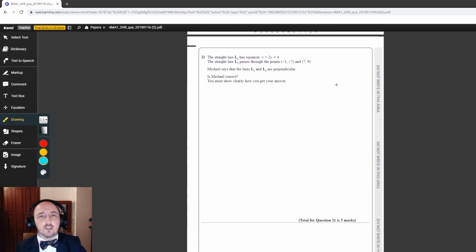Question 11, we have two straight lines and we're asked if they are perpendicular to each other, so we would multiply the two gradients m1 and m2, and if they're perpendicular they will give you -1. Okay, we should just round off the answer at the end to say whether Michael's correct or not. So the gradient of line L1, we'll rearrange this to get it in the form y equals mx plus c. So y equals -1/2x plus 2. So we can now see the gradient is -1/2.